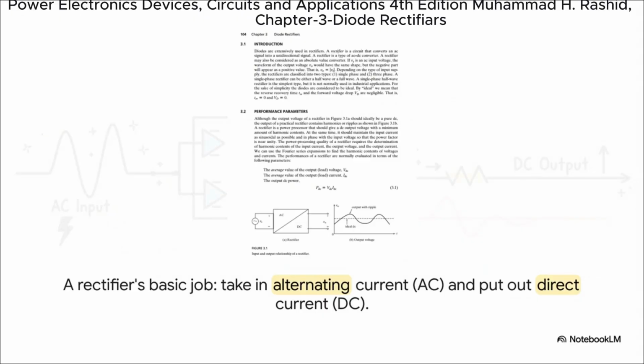And this little block diagram really shows the heart of the whole operation. Everything from the charger for your phone to these massive industrial power supplies, they all rely on this one basic principle. You've got to take that wavy, oscillating AC from the source and turn it into the steady, flat DC that our electronic circuits need to actually function.